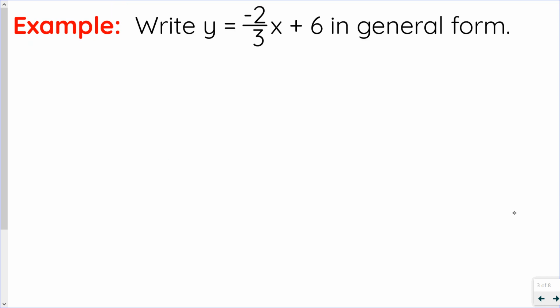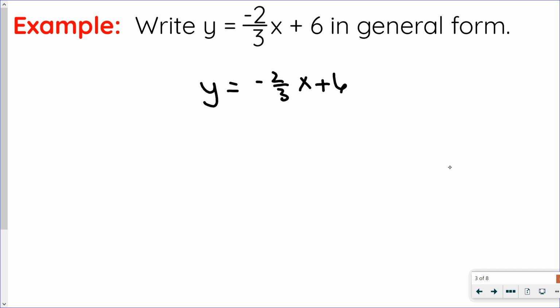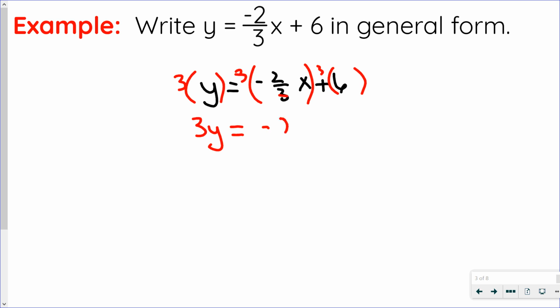If I have y equals negative 2/3 x plus 6, I want to write that in general form. So very first thing about general form is we're not allowed any fractions or decimals. So I see a fraction here. So the first thing that I want to do is get rid of my fraction. So see how I've divided by 3? I am going to do the inverse operation, which is multiply by 3. But it's an equation, so I need to be fair and do it to everything. So I have 3y equals, multiply by 3 and divide by 3 are inverse operations. They cancel each other out. So I'm left with negative 2x plus 3 times 6 is 18.